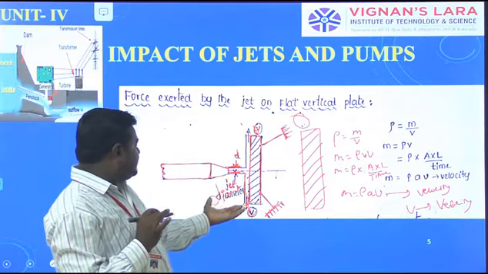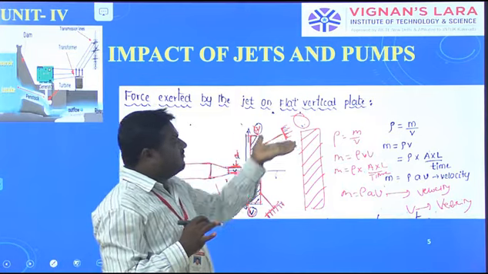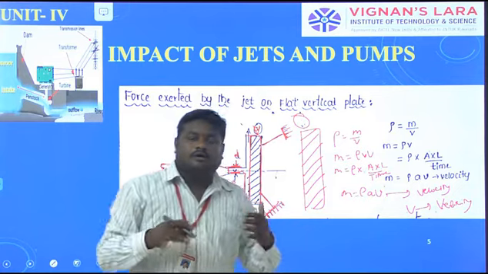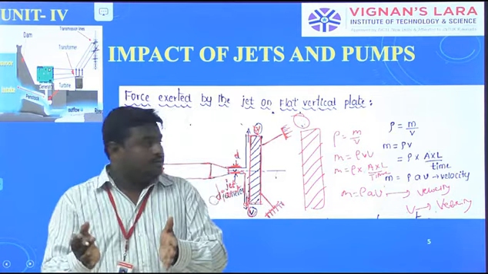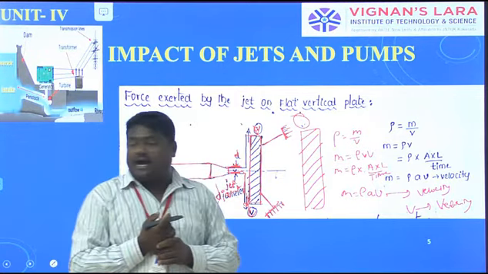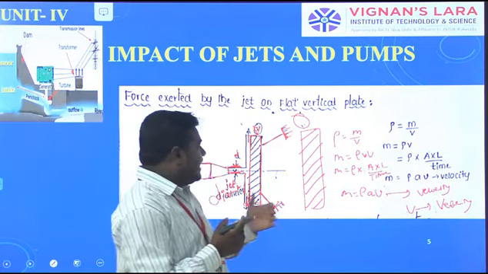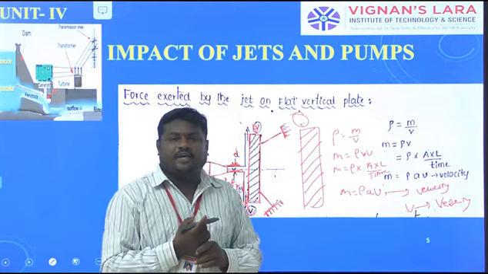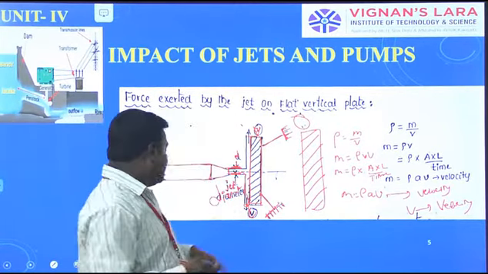Okay, so we have to see here the force exerted by the jet on a flat vertical plate. Density equals mass by volume, so mass equals density into volume. In this volume, density into area into length by time, then the mass equals rho A V. So here we are writing only the velocity.